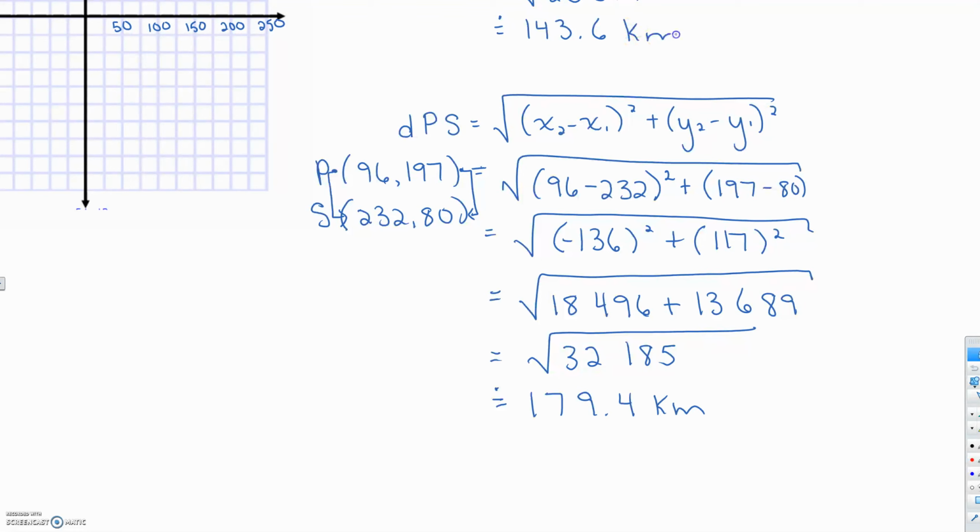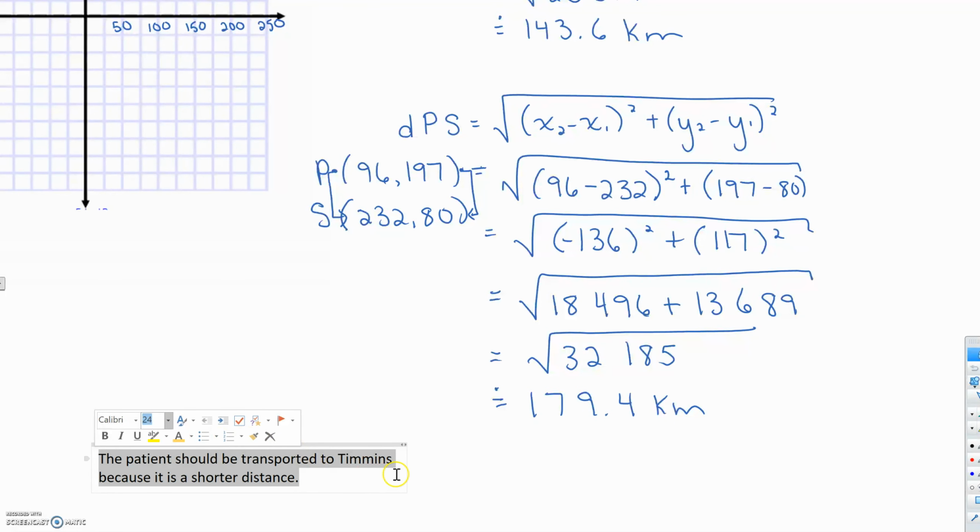Okay. So if we know that the distance from the patient to Timmins is 143, and the patient from where he is to Sudbury is 179, you should know that the patient should go to Timmins because it's a shorter distance. So just make sure you justify. So we're going to say that the patient should be transported to Timmins because it is a shorter distance. Okay, so this is a complete answer of what I'm looking for.